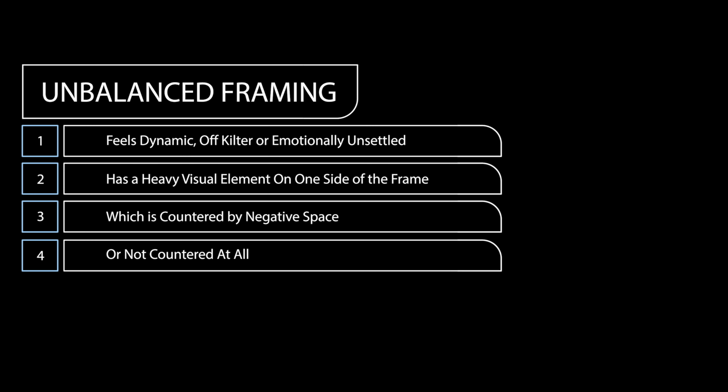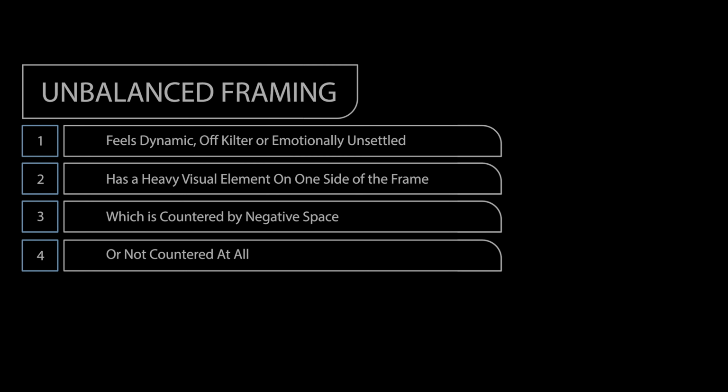Now, contrast that with unbalanced framing. These types of compositions feel dynamic, off-kilter, or maybe emotionally unsettled. A heavy visual element on one side might be countered by negative space on the other, or maybe it's not countered at all. Unbalanced shots are used to create tension, unease, or visual energy. You'll see this in thrillers, surrealist films, or emotionally chaotic scenes. They invite the viewer to lean in, question, or feel like something isn't quite right.